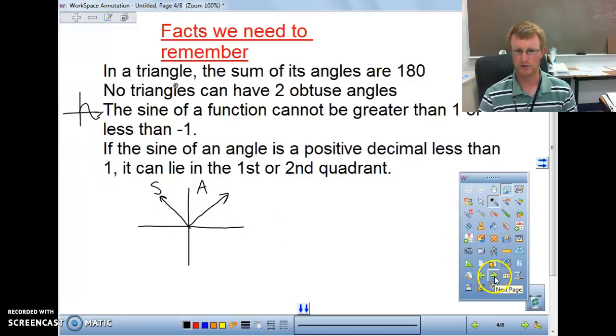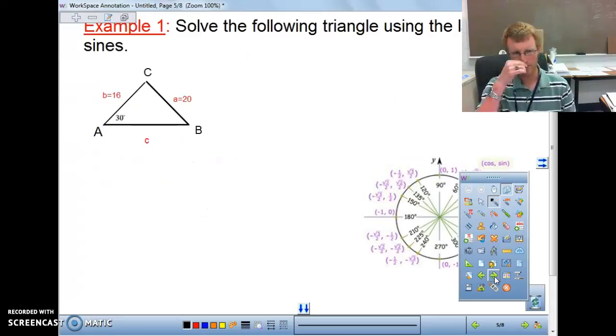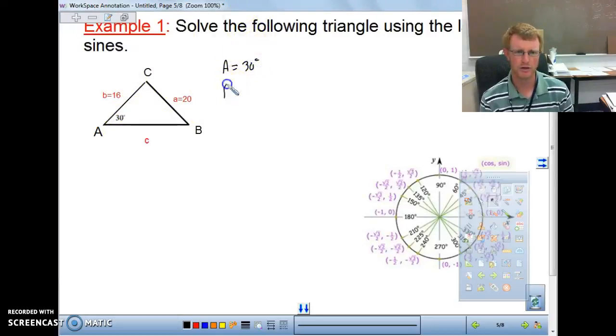So let's just get right into the examples here. We have a case where it's an angle side side. We're looking at b equals 16 and a equals 20, and the angle here is 30. So let's write out what we normally have. We have angle A equals 30. We have angle B we don't know. We have angle C we don't know. We have side a is 20. We have side b is 16. And side c is what we don't know as well.